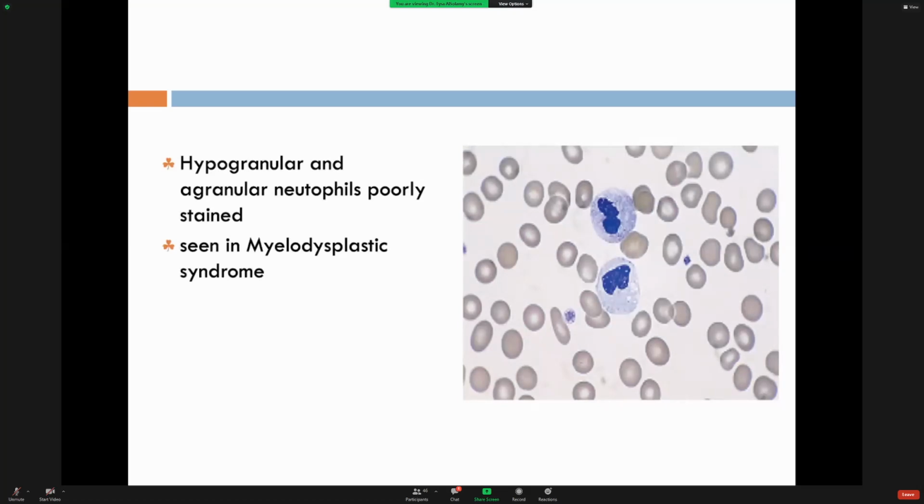This is common; we see it with MDS, which is myelodysplastic syndrome, hypogranular neutrophil. Poorly stained and poorly segmented.